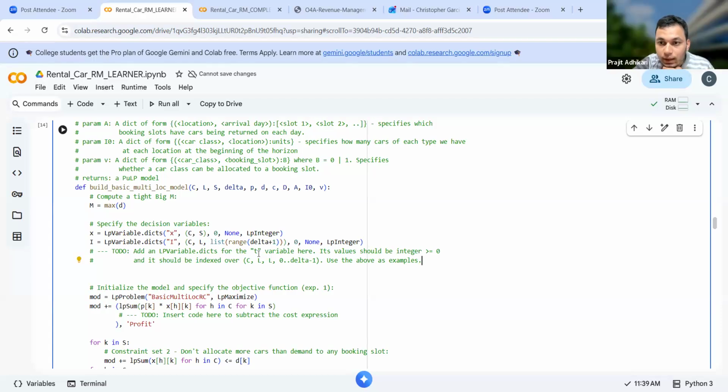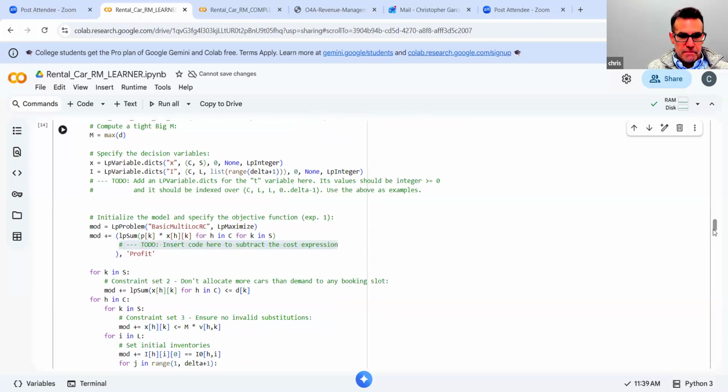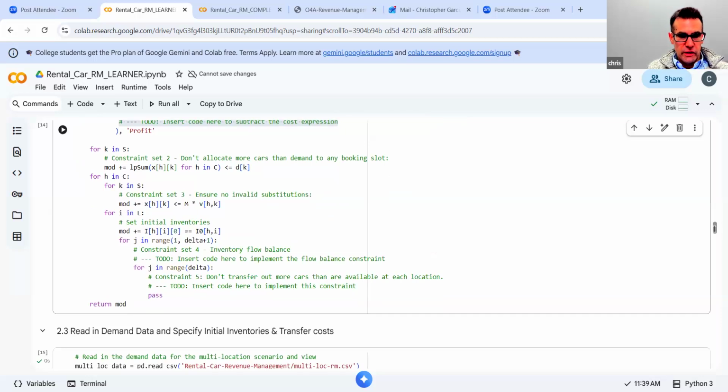Yeah, I pasted it according to the hint given there to do. Okay. Yep. So pretty much what you want to do is fill in under the to-dos the constraints here and of course the components. So creating the variable t, and then adding a component here, really just adding a subtraction piece inside the objective function, and then going in here, adding constraint set 4 and 5.